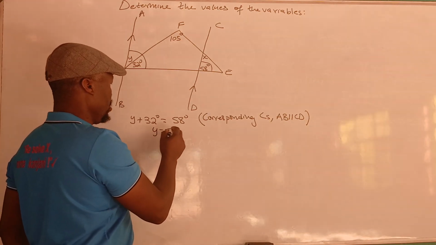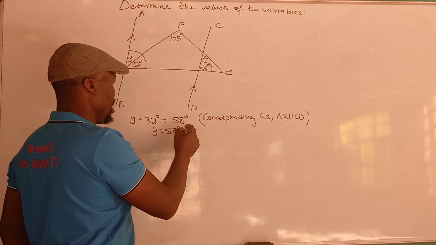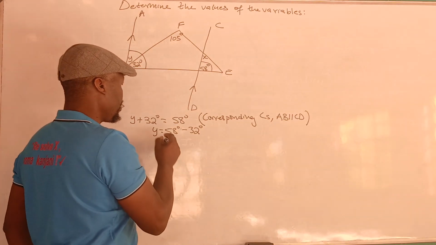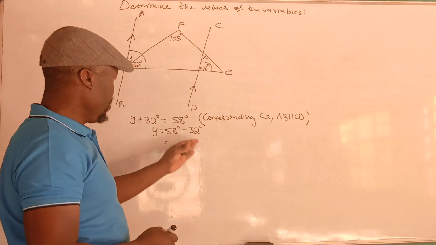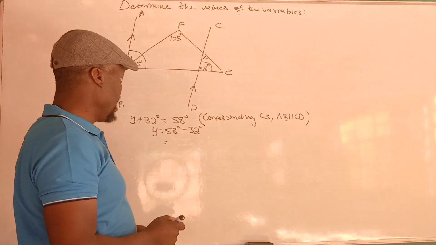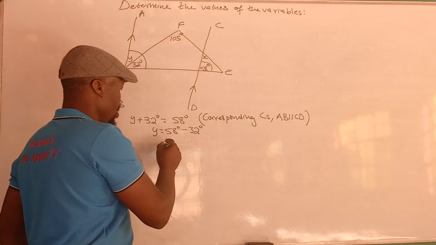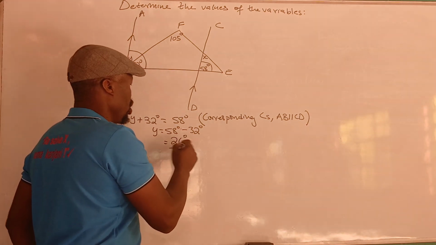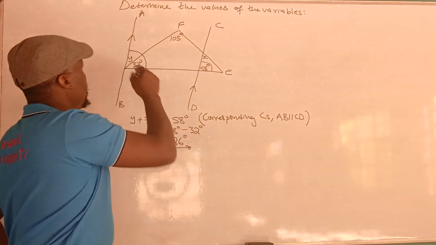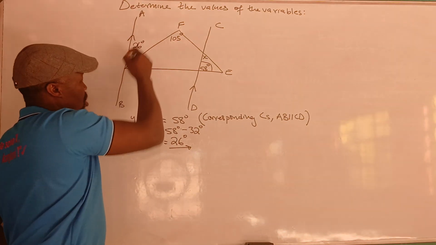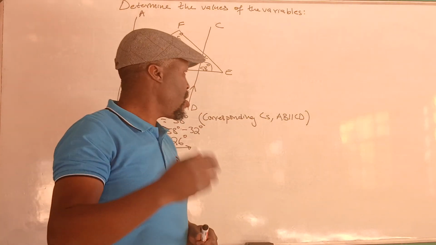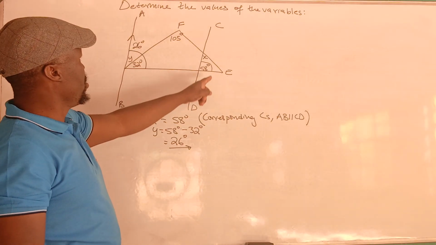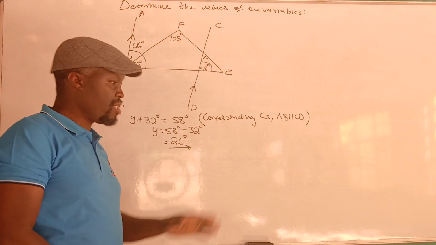y is equal to 58 degrees minus 32 degrees. 58 degrees minus 32 degrees should give us 26 degrees. That is the value of y. Now we have to move on to x. Let's move on to x.